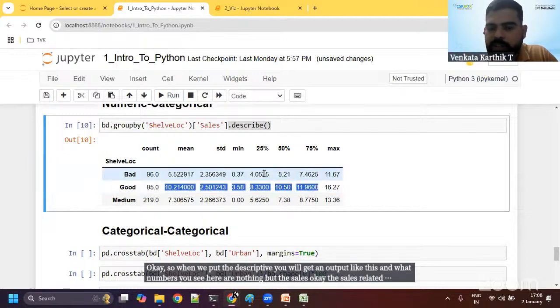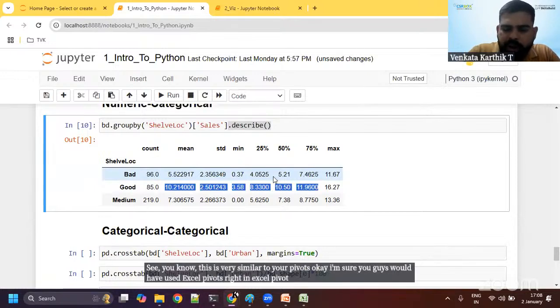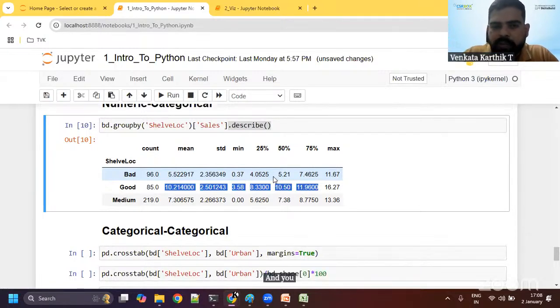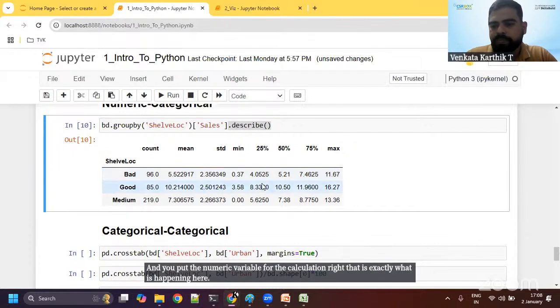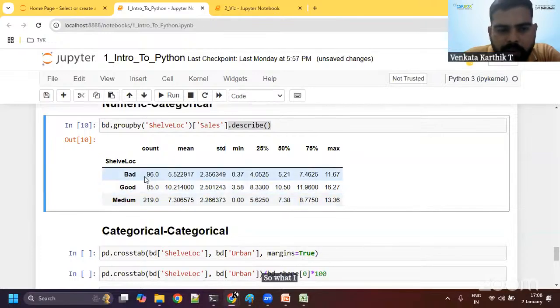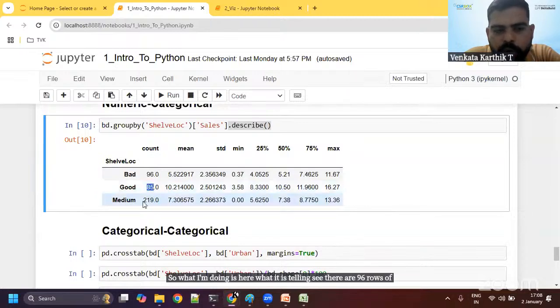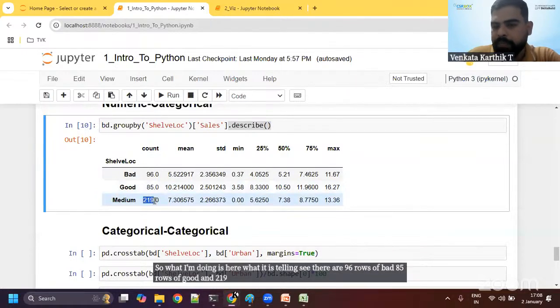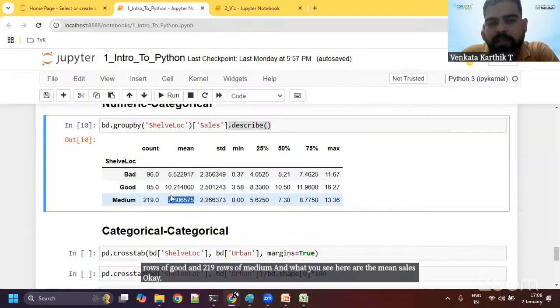See, this is very similar to your pivots. I'm sure you would have used Excel pivots, right? In an Excel pivot, you drag the categorical variable, put it in your rows, and you put the numeric variable for the calculation. That is exactly what is happening here. So here it is telling us there are 96 rows of bad, 85 rows of good, and 219 rows of medium. And what you see here are the mean sales.